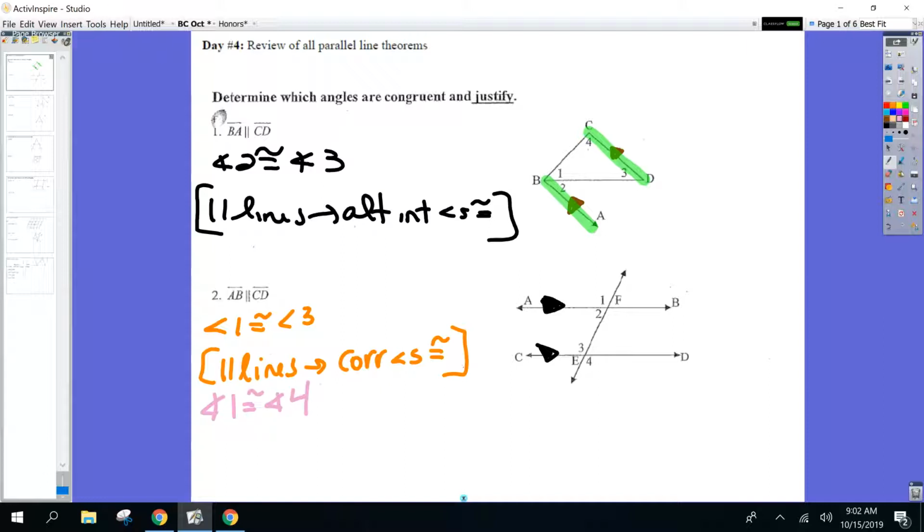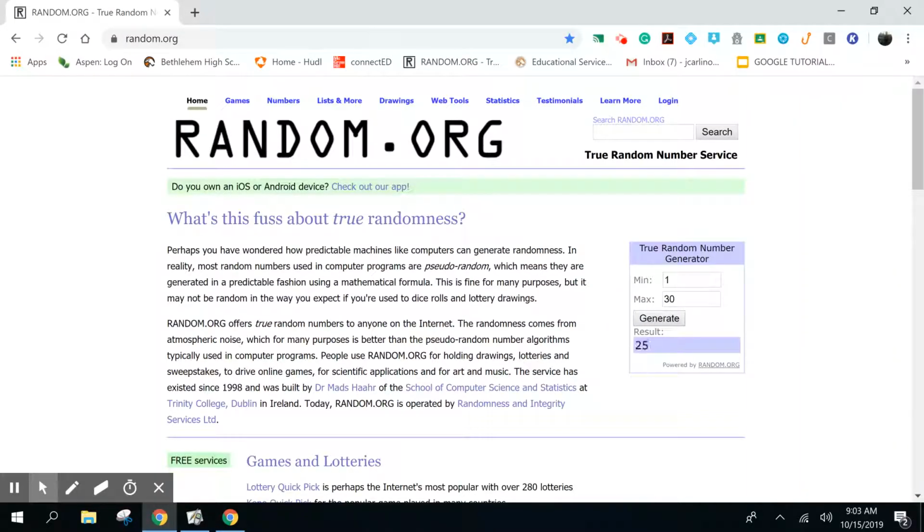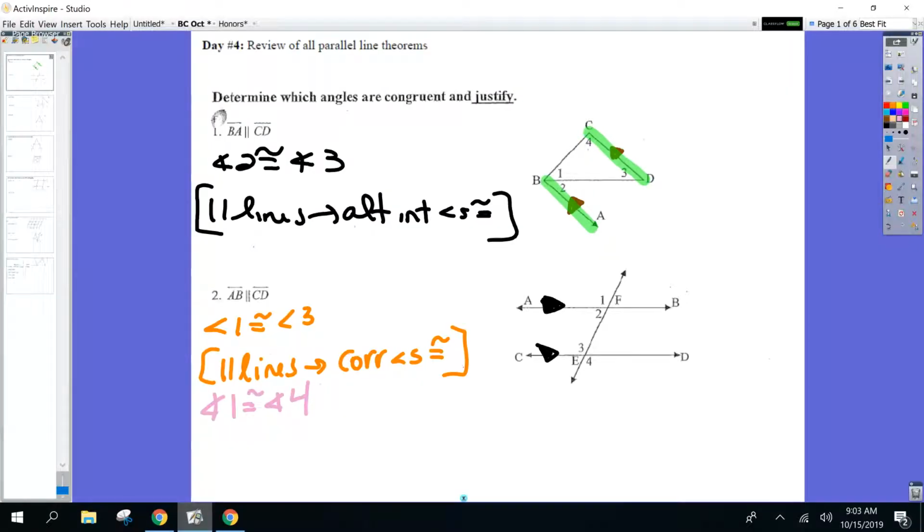Angle 1 and angle 4 are congruent, Dylan says. He is correct. Why is he correct? Darn right they are. Parallel lines imply alternate exterior angles congruent.